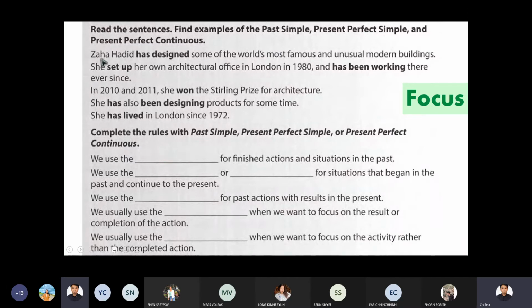So now we have number 1. Zaha Hadid has designed some of the world's famous and unusual modern buildings. Then she set up her own architectural office in London in 1980 and has been working there ever since. In 2010 and 2011, she won the Sterling Prize for Architecture. She has also been designing products for some time. She has lived in London since 1972. So this is number 1, 2, 3, 4, 5, and number 6.